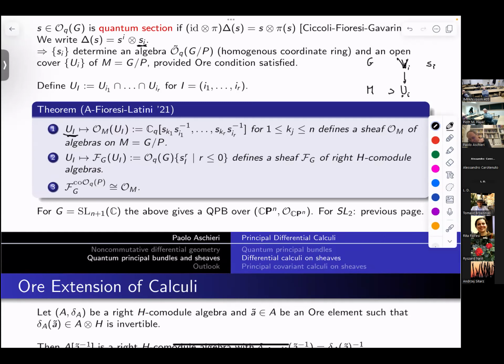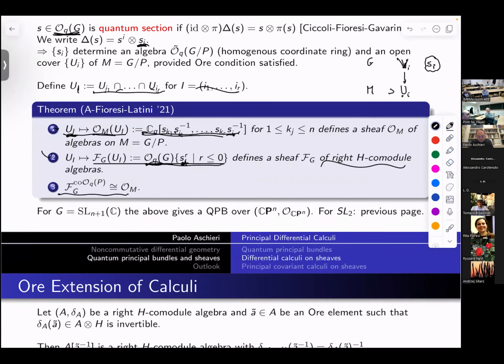So the opens are labeled simply by these elements in the Hopf algebra, in the total Hopf algebra O_q(G). And the construction is that we localize, as we did in the SL2 case, this Hopf algebra with respect to these elements, so that for each multiple open, here capital I is a multiple label, all these sections, these functions, can be inverted. Well, this gives the two sheaves of algebras and of H-comodule algebras.